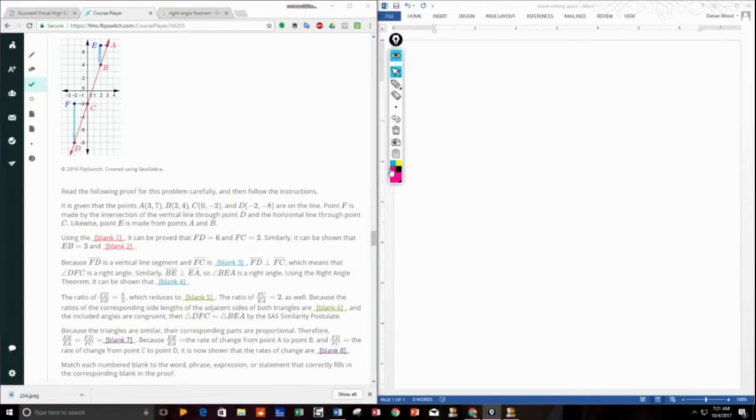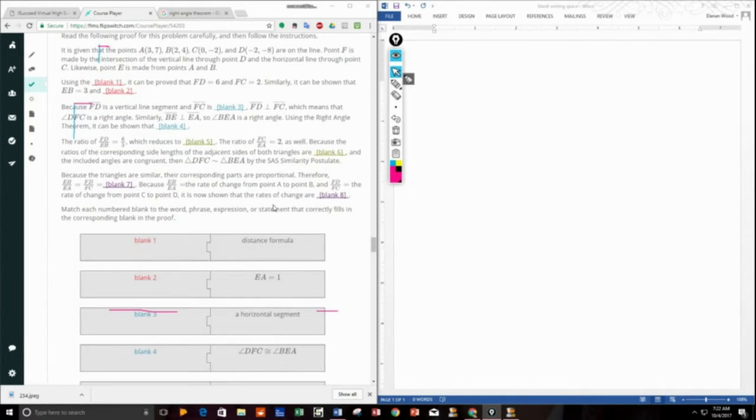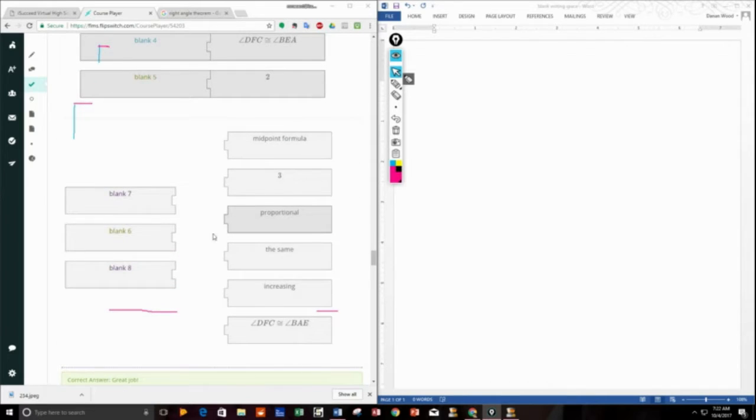The ratio of FC, which is our horizontal, to EA, which is the horizontal, is 2 as well, because the ratios of corresponding side lengths of the adjacent sides of both triangles are blank. Well, the ratios, this one reduced down to 2 and this one was 2. So the ratios are the same or congruent. So blank 6, we're looking for the same.